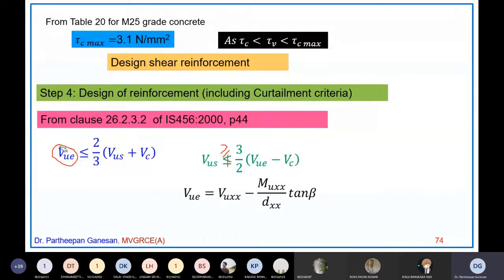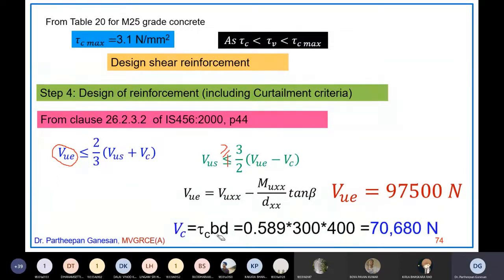Right now this effective shear is VUXX, whatever the shear force at that particular section, minus MUXX/DXX tan beta. Now what is VC? VUXX, MUX, DX, everything was calculated before. So if you substitute, you will get 97,500 Newton. Now left is VC. VC is nothing but tau C into BD. Tau C calculated in the previous step, 0.589. B is the width of the beam, 300 mm. D again at the section XX only.